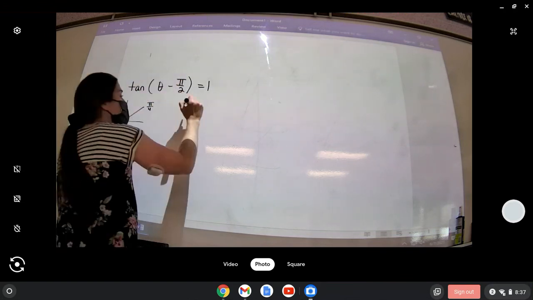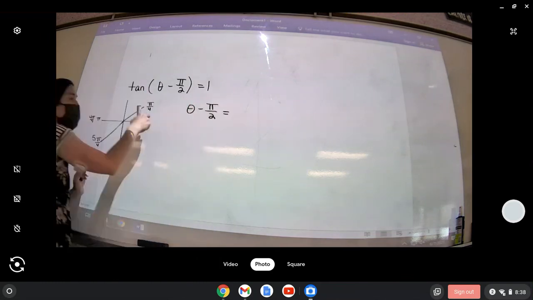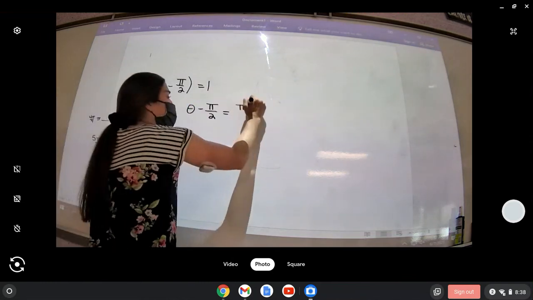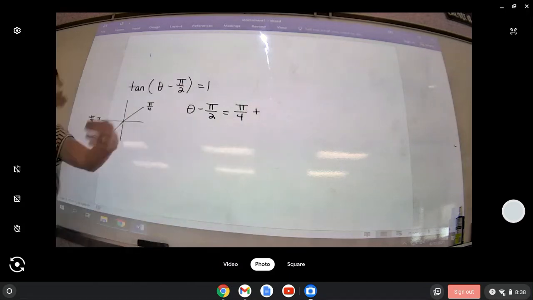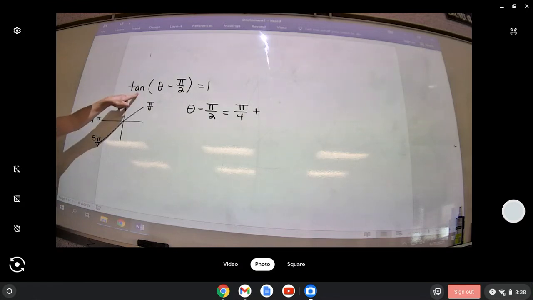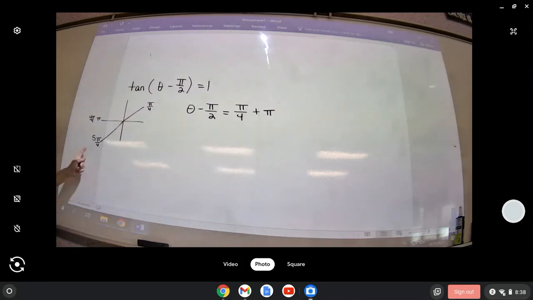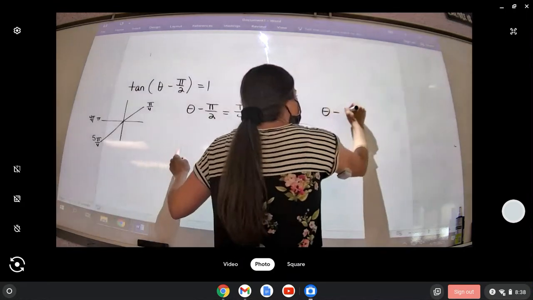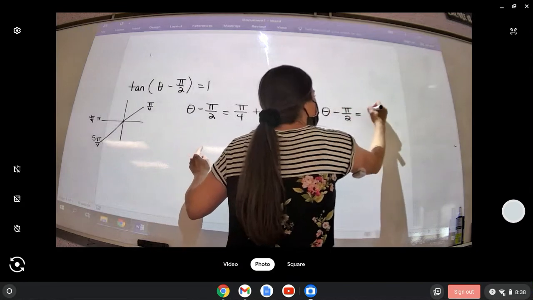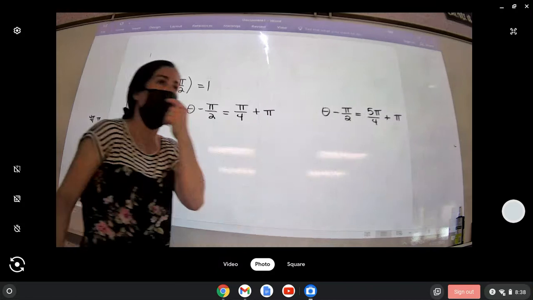So there's a shift here. So we need theta minus pi over 2 to equal pi over 4, one of the angles that would have made this true, plus the period. So we prepare for more or fewer answers. And what was the original period of tangent? Pi. All right, and then it could have been 5 pi over 4. So theta minus pi over 2 could have equaled 5 pi over 4 plus the period of pi.